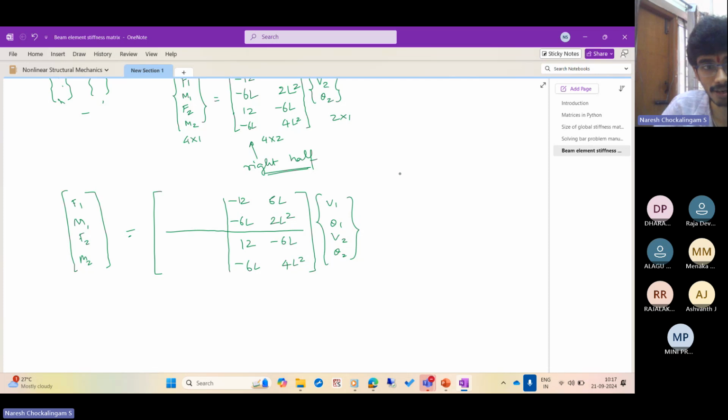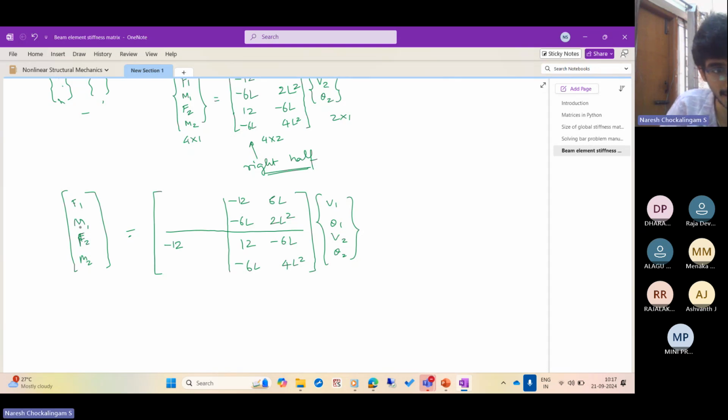Right? Now the work done, so now you can use Maxwell's reciprocal theorem. So the work done by the system of forces F1, M1 on this V2 theta 2 should be equal to the work done by the forces F2, M2 on V1 theta 1, right? So the full element stiffness matrix has to be symmetric. So what will this element be? So this and this has to be symmetric. So what will come here? Right, this is 3, 1, the element 3, 1, and that should be equal to 1, 3, right? So this will be minus 12. You get it? Yes, sir.